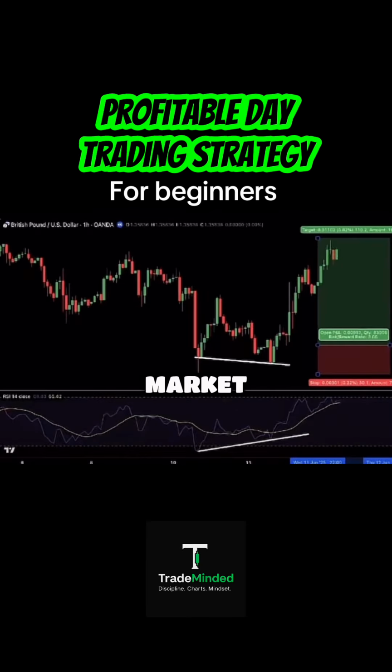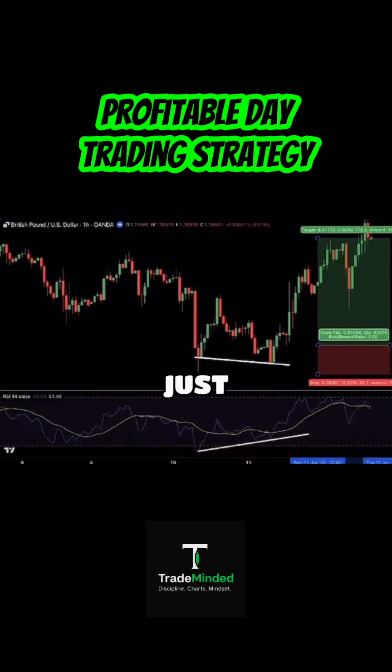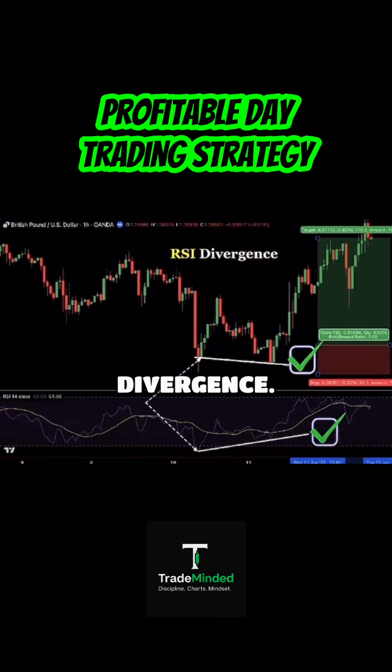To recognize hidden market shifts before the big move starts, we need just one simple strategy: RSI divergence. Before we talk about divergence, let's first learn how to find and add the RSI on your chart.